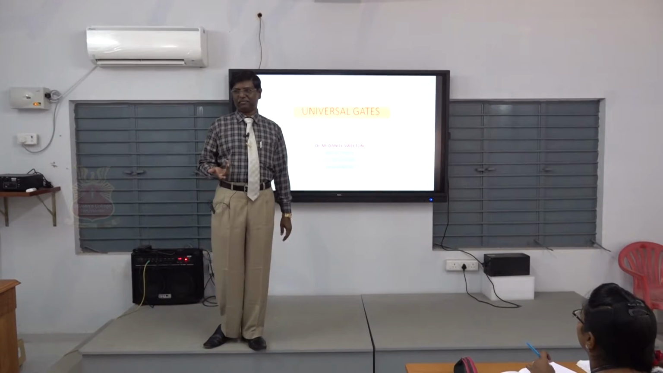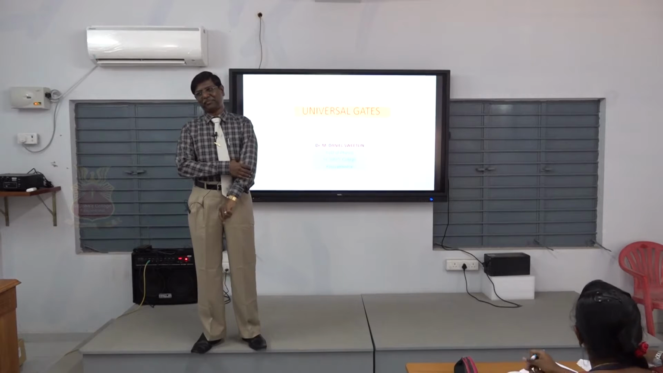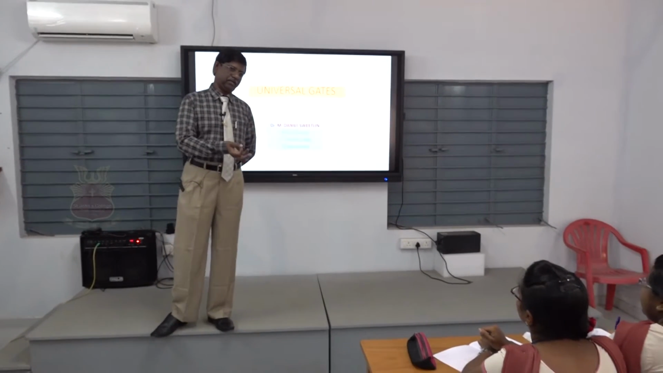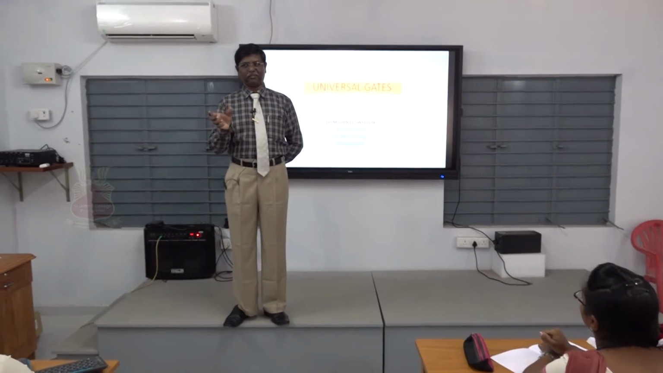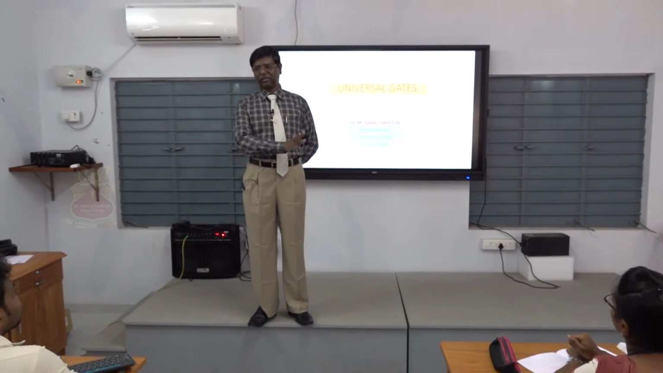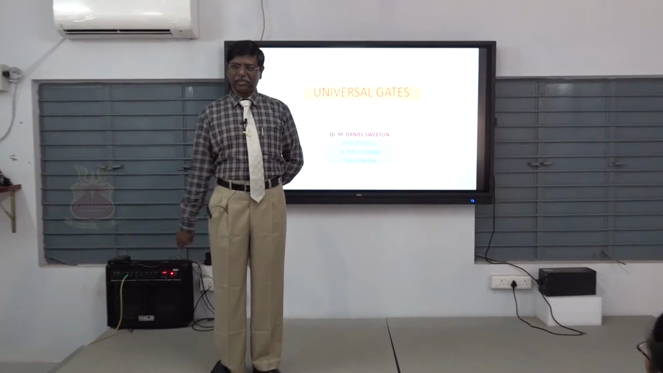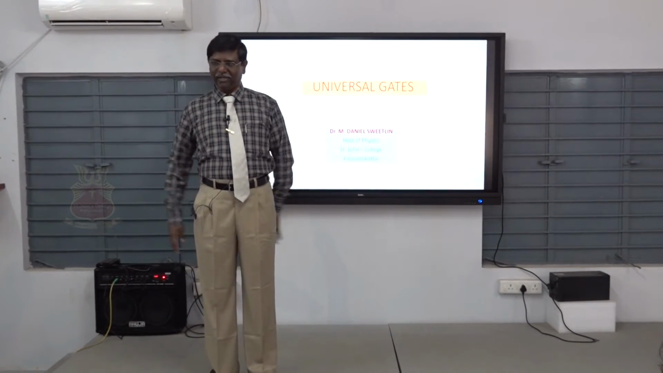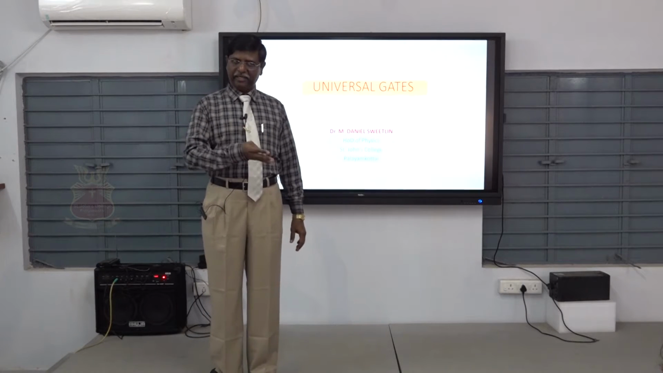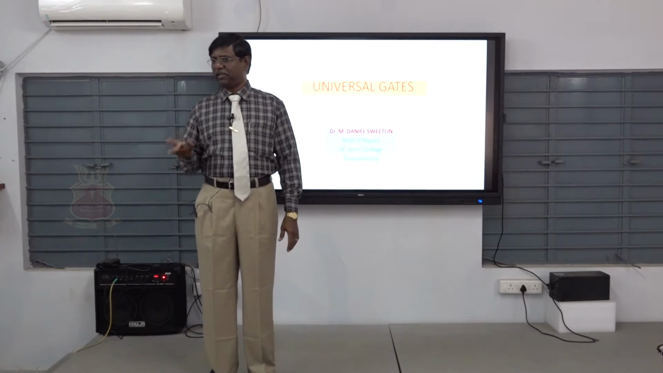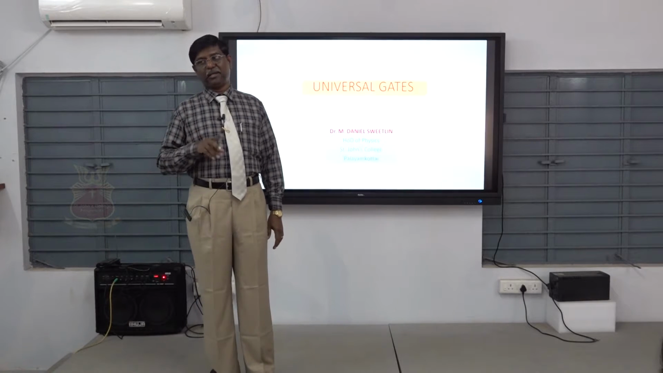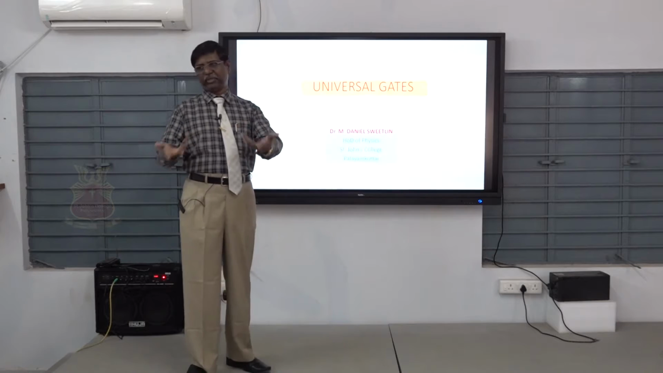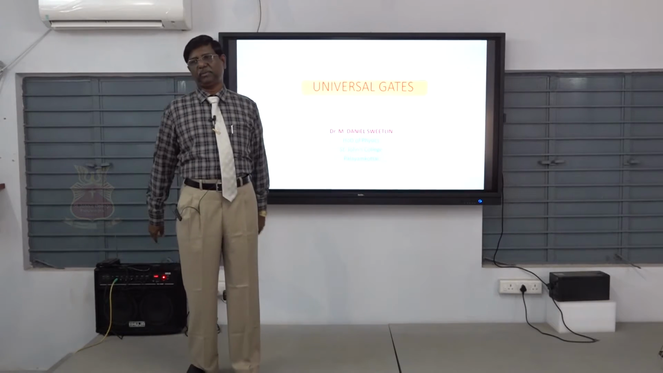What are the other gates? AND gate, OR gate, NOT gate. These three are basic gates. Then there are a few other derived gates. What are the derived gates? Very good. XOR gate, NAND gate, NOR gate, XNOR gate. These are all derived gates. By combining two basic gates, we produce other new logic gates.